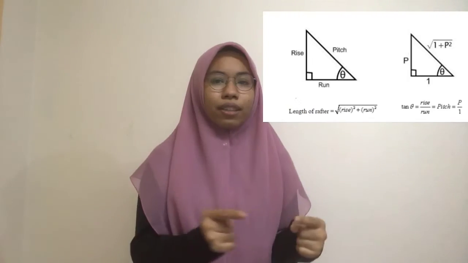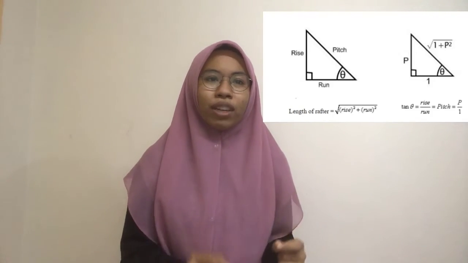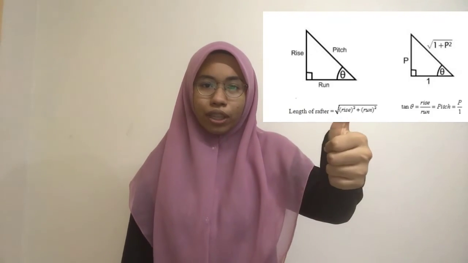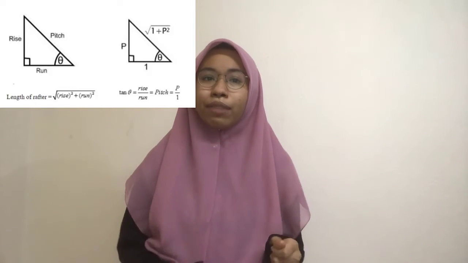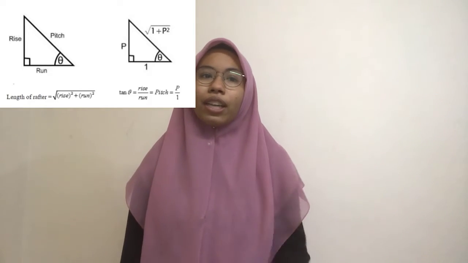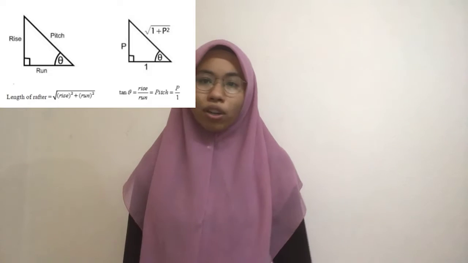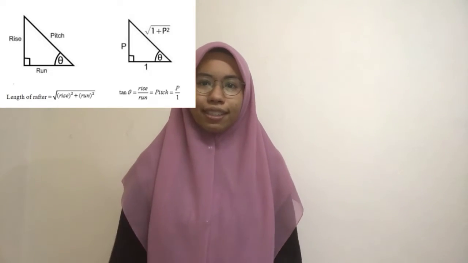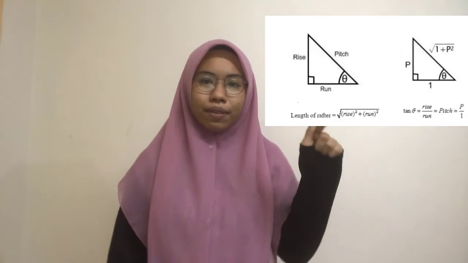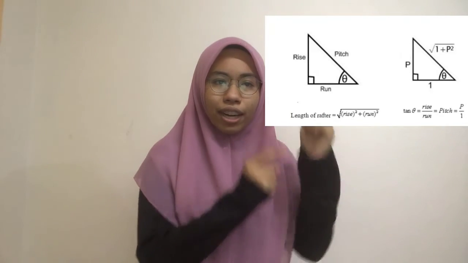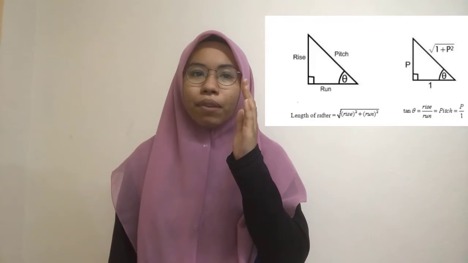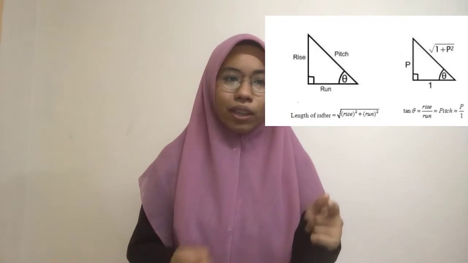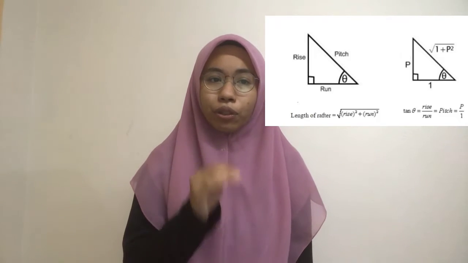First triangle. First of all, we want to find the length of the rafter. First, we can use Pythagoras theorem. Second, we can use SOH CAH TOA. But for this formula, we want to find the length of the rafter, so we use TOA, tangent, opposite over adjacent. We can see this: the first triangle has rise, run, and pitch, and the second triangle, I will explain later. Okay, for the length of the rafter, we use Pythagoras theorem.